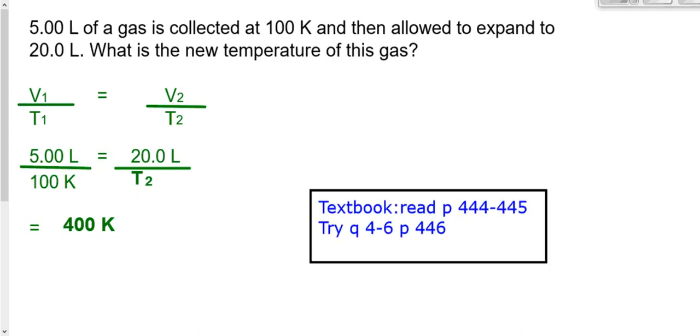Okay, let's try one more. Again, let's go looking for numbers and highlight them with their units. That's really helpful for us to understand what's going on. And then as we read, we'll be able to label them. Now, again, liters is a measure of volume. So I've got 5.00 liters of a gas. That's my volume. It's collected at, there's my linking term, 100 kelvins.